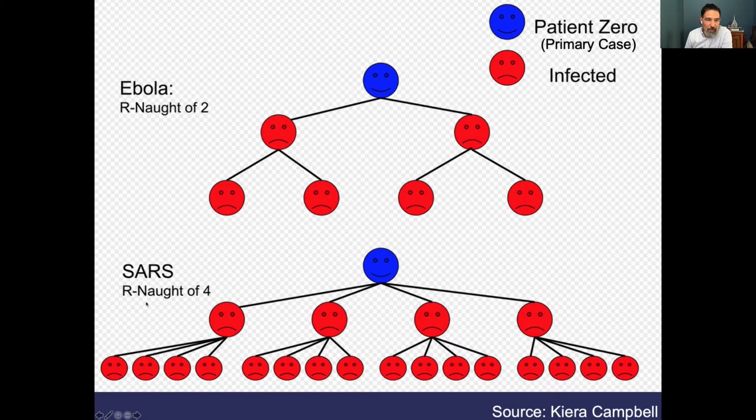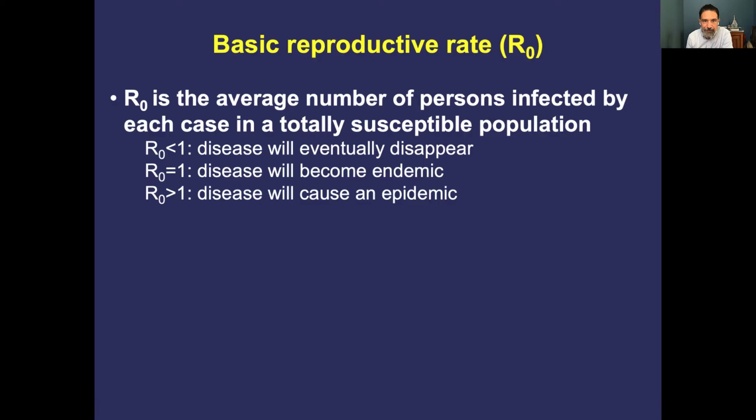But if you look at SARS-CoV-1 with an R naught of 4, you can see that the numbers of cases with each wave rise much more rapidly, so that by the end of wave 2, there are now 21 people. So R naught refers to the potential for epidemic spread and how quickly cases may increase from one wave to the next.